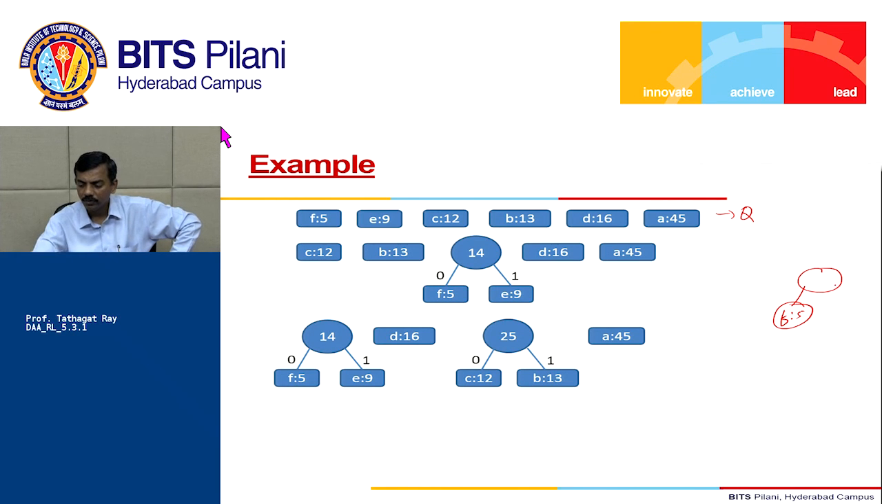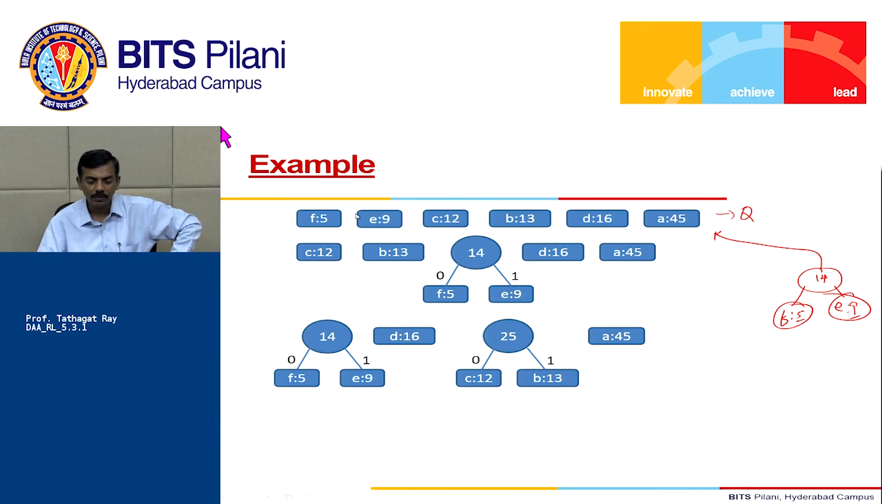Then what do you do? You again extract the minimum out of this queue, and then you make that one your right child. Okay. What is the frequency here? That frequency is nothing but the sum of the frequencies of these two. So this is 14. And then what you do? You put this guy in the priority queue at the right place.